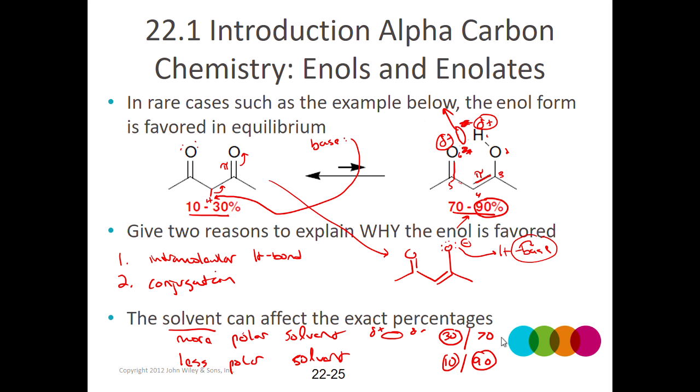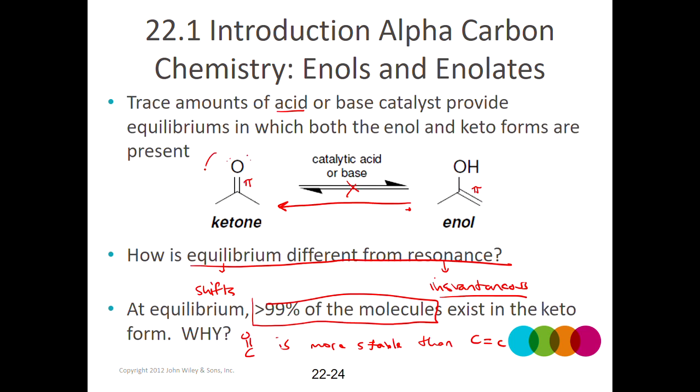So that's a pretty specific example. You have to have two ketones three atoms away in order for this enol to have the intramolecular hydrogen bond and to create the conjugation. So the vast majority of structures don't have that, and in the vast majority of structures, the ketone is going to be dramatically favored when it reaches equilibrium over the enol.